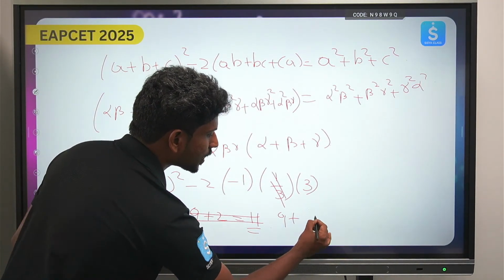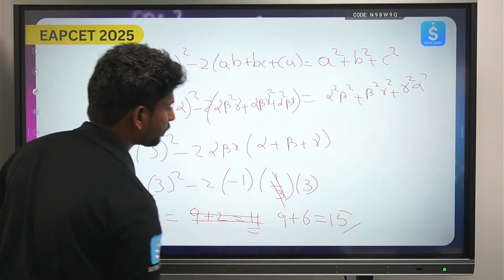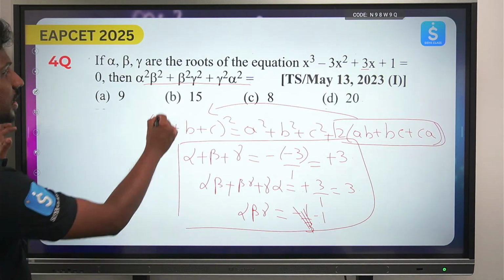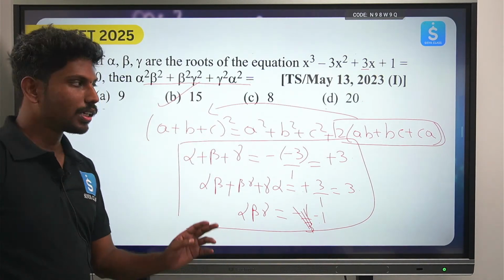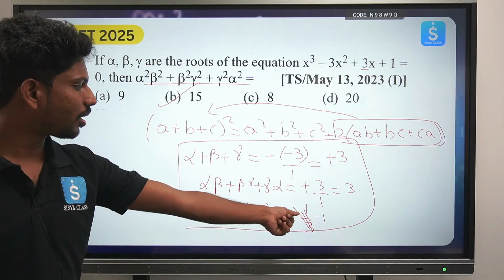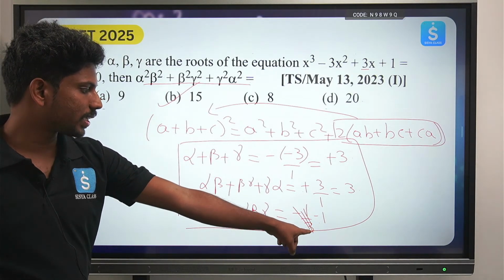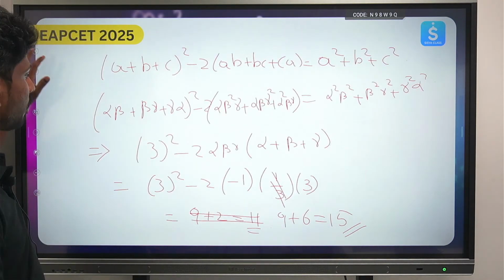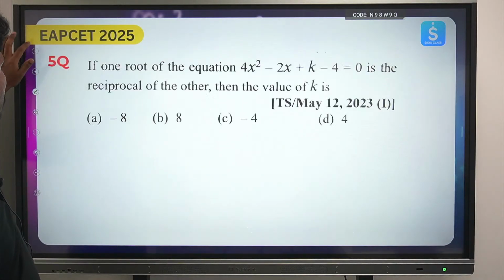So 9 plus 6, the answer is 15. 9 plus 6, the answer is 15, that is option B. Okay, so everything is clear. Here we made a small mistake, that is minus d by a, it should not have been written as 3, so that's all the thing is, but otherwise the answer is 15. Okay, now see the next one.